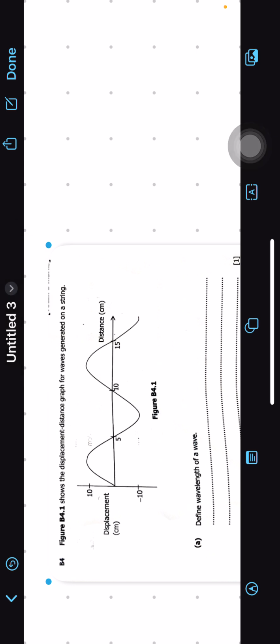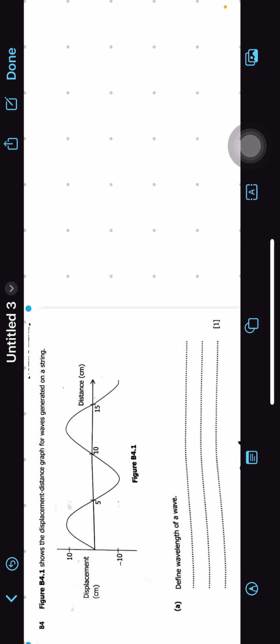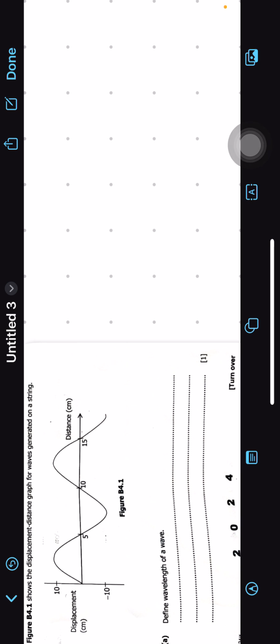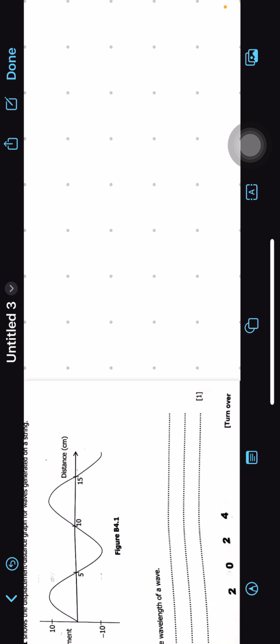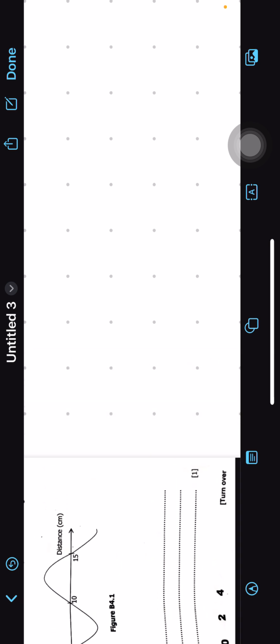Okay, so we're going to go through this paper. This is being extracted from 2024 GCE Science Paper 1. The figure down here shows a wave, and then they're saying define the wavelength of a wave. So I'll create space here to define the wavelength. So we can say this is the distance.